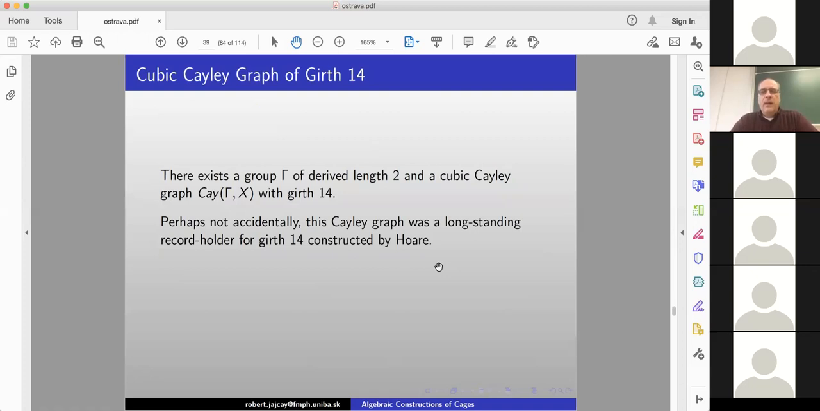I already mentioned the girth 14 construction by Hoare. It's a Cayley graph. So again, when you just try to learn from previous examples, yes, Hoare used Cayley graphs. And for girth 14, he has a record holder. And it was then improved by something called a voltage graph construction, which is a generalization of Cayley graphs.